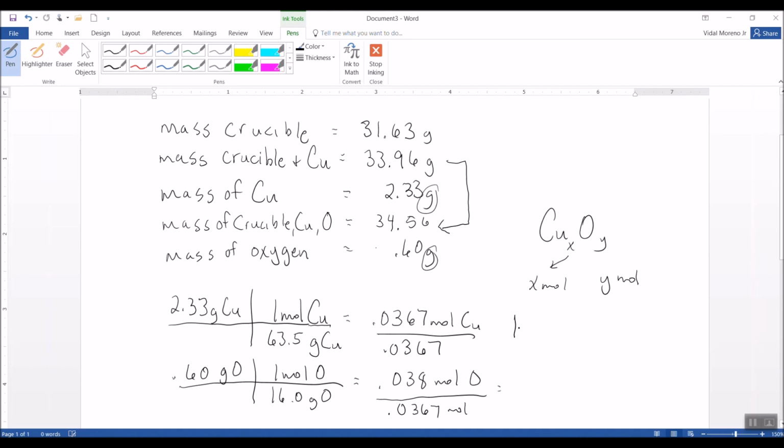And that gives us 1 to 1.04, a number that we can easily round down to 1. So our formula is Cu1O1, CuO, copper 2 oxide.